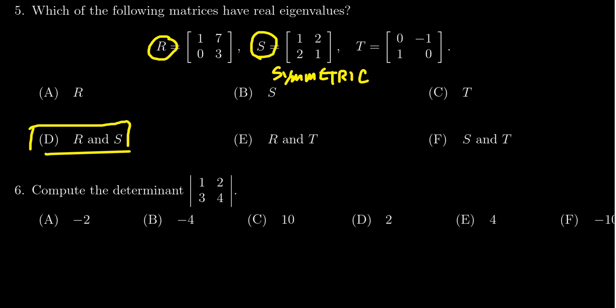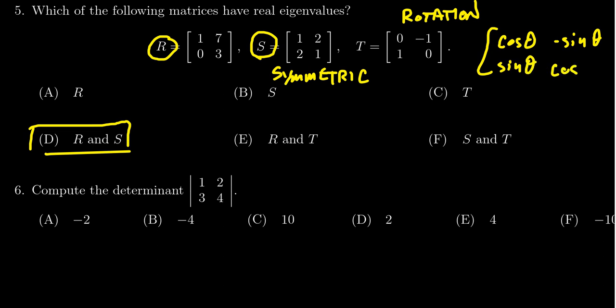Well, T is an example of a rotation matrix. Just as a reminder, this is a rotation matrix, a matrix of the form cosine theta, negative sine theta, sine theta, and cosine theta. Now, I sometimes forget, where does the negative sign go? Does it go here or here, right?